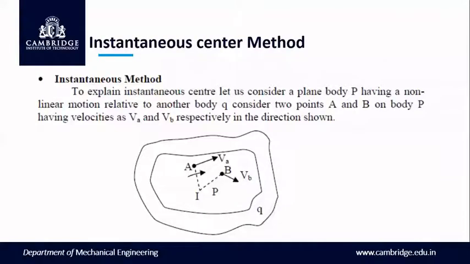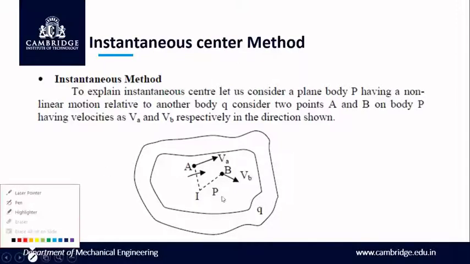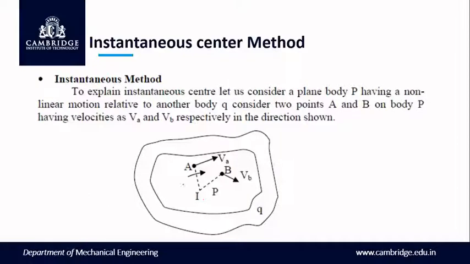So, to explain what is an instantaneous center, let us consider a plane body P having a nonlinear motion relative to another body Q. And let us consider point A and point B on body P. Point A has a velocity VA and point B has velocity VB respectively in the direction shown.